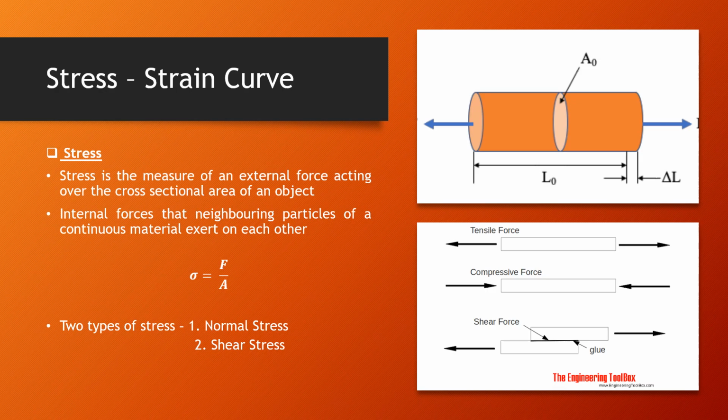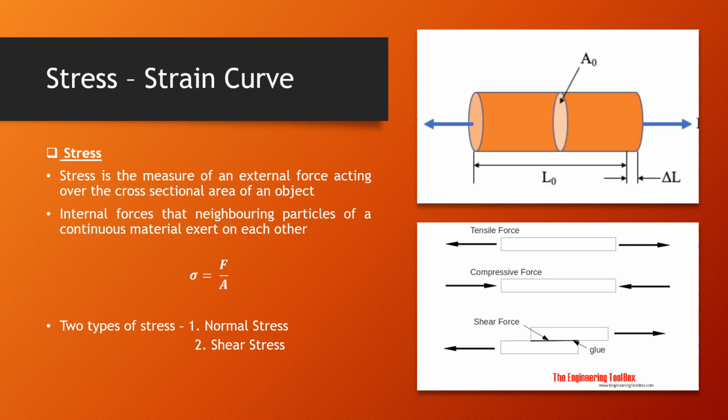So before we talk about a stress and strain curve, we need to know a little bit about what is stress and what is strain. Stress is the measure of an external force acting over the cross-sectional area of an object. You can define stress as the internal forces acting in between the molecules of the object under this external force. Stress is denoted by sigma, and it is basically the ratio of force over the cross-sectional area.